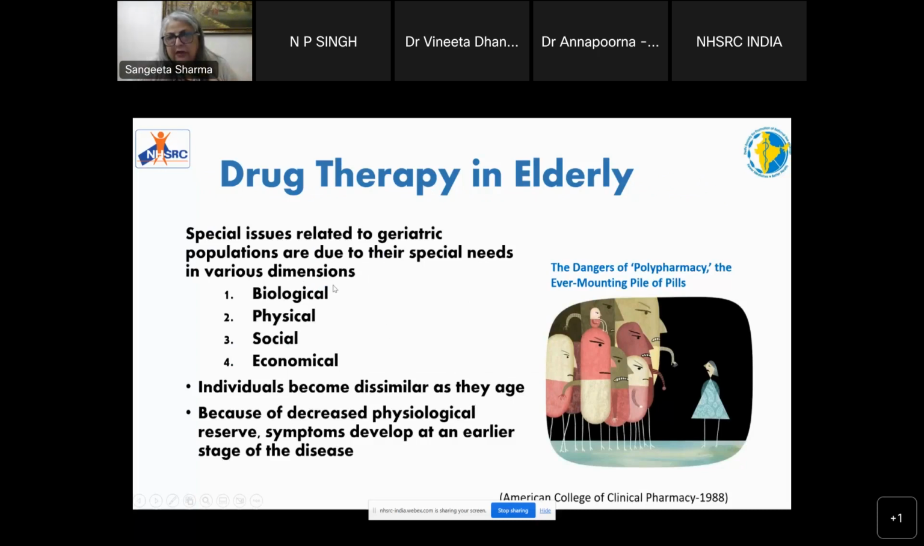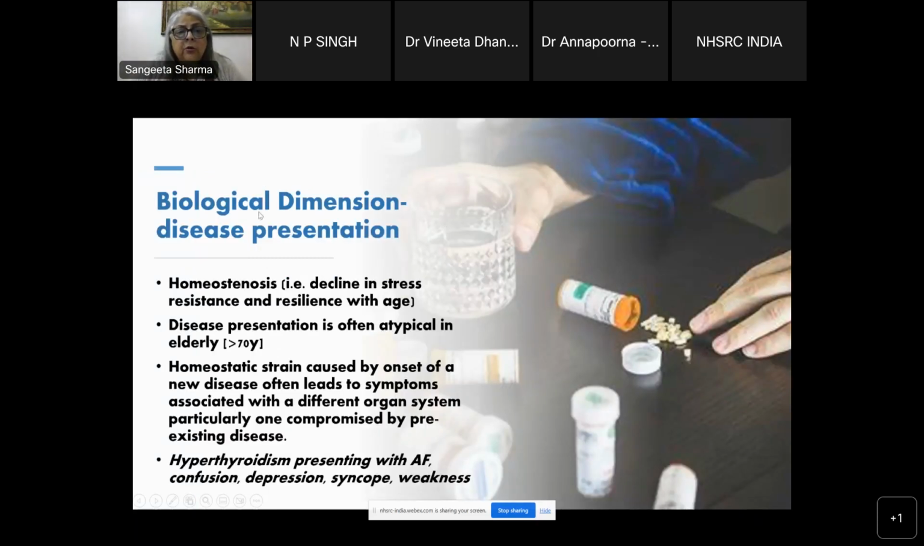So there are many issues which need special needs. These may be because of the biological needs that I told you, it could be physical, social, or economical. When we talk about the biological dimension, homeostenosis, that is decline in stress resistance and resilience with age, is very common. And this often becomes atypical in elderly more than 70 years. They may not present with typical symptoms. A small mild symptom may become a severe one, because this is happening because of different organ systems compromise or pre-existing illness.